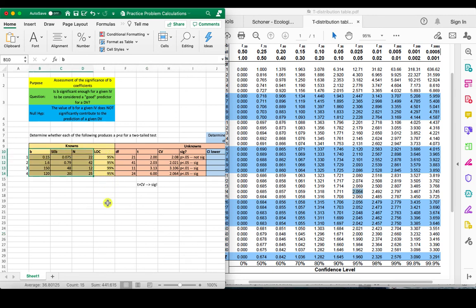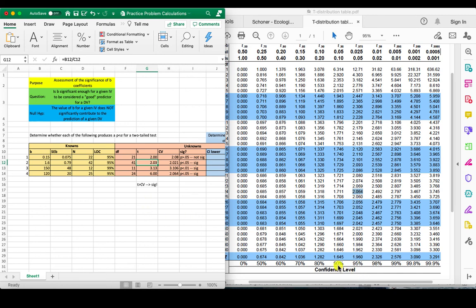Okay. There are other examples where I may give you this information over here, but I don't tell you what level of confidence you're trying to prove, right? So let's take our second one, for example. This is a completely arbitrary choice. But let's say that we calculated a t-statistic of 2.03, and we wanted to see what the highest level of confidence is that we could use in order to prove significance, right?